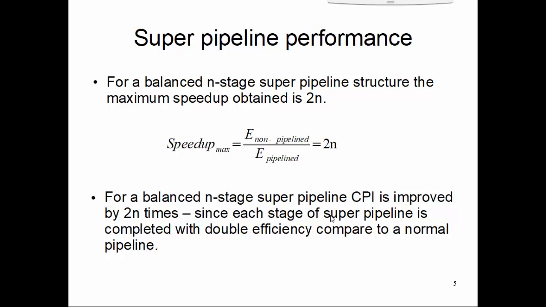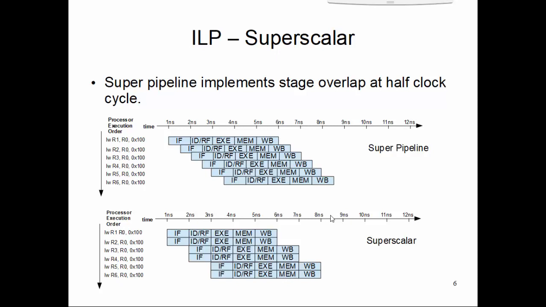Now from the super pipeline to the superscalar, we are not satisfied with half clock cycle alignment. We want to really make two instructions execute in parallel. So they call it a superscalar system. And of course, you can imagine from there we can actually do n instructions in parallel. Just put some additional hardware, make it n instructions in parallel.